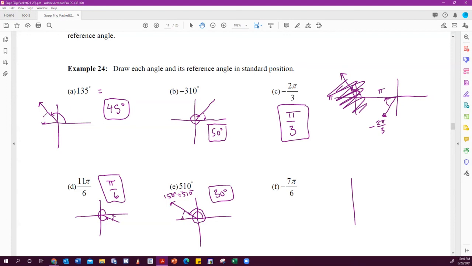And then negative 7 pi over 6 is the one that's located in the negative direction, a little bit more than half a circle, so it's going to be right here. Right, that's the negative 7 pi over 6. But of course, again, how far away are we from the x-axis? We've only gone 1 pi over 6 beyond it, so its reference angle is a pi over 6.